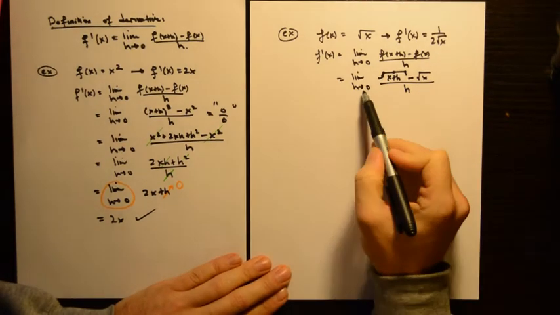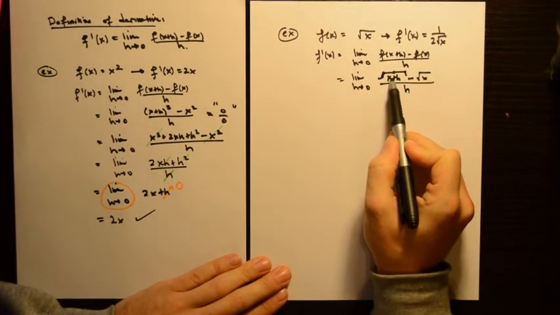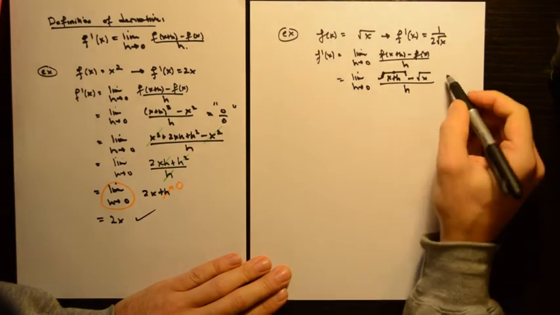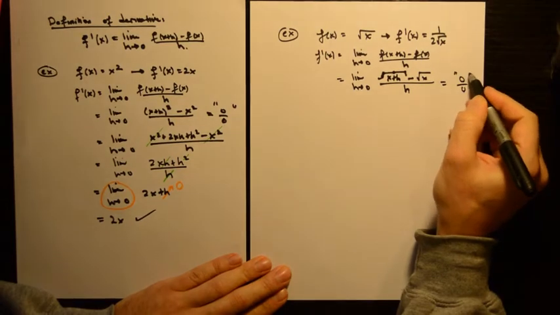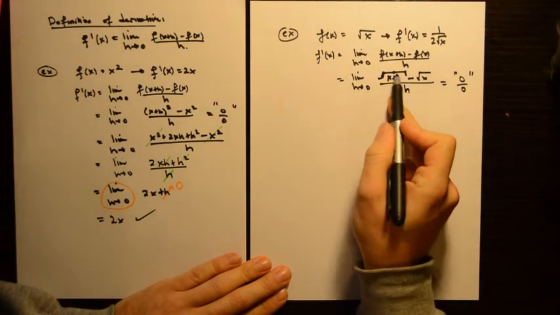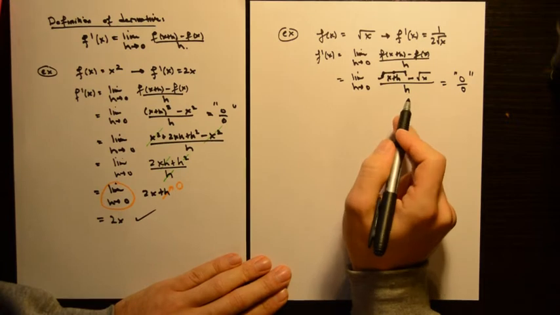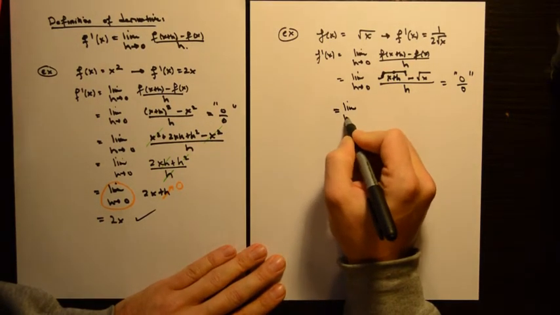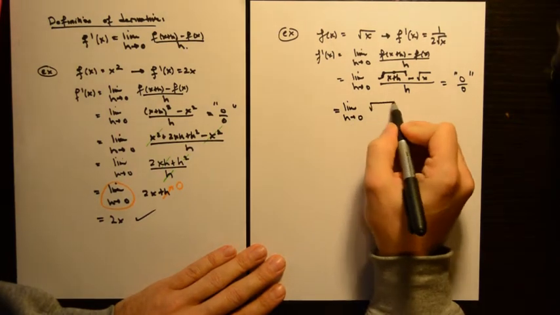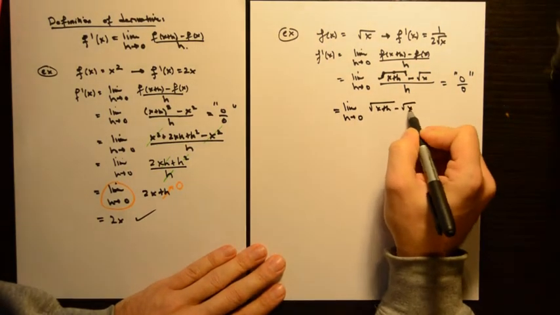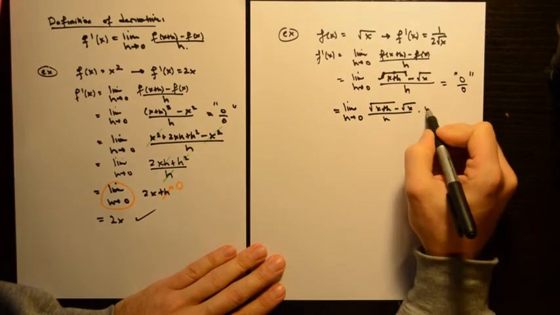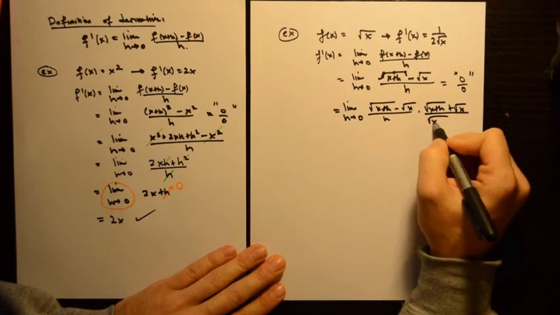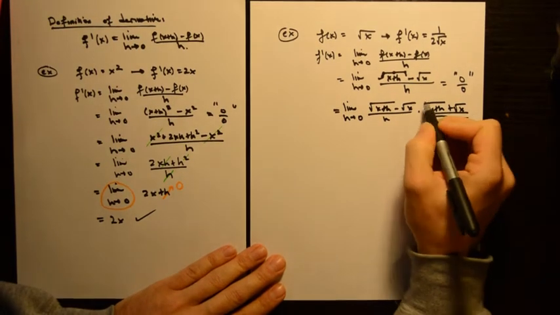Now, if we take h and let it equal 0, we get the square root of x minus the square root of x divided by 0. 0 minus 0 over 0, this is 0 over 0. And so what we need to do is use the classic technique of multiply by the conjugate in order to simplify this. So this is going to be the limit as h goes to 0, the square root of x plus h minus the square root of x divided by h times the square root of x plus h plus the square root of x divided by the square root of x plus h plus the square root of x.